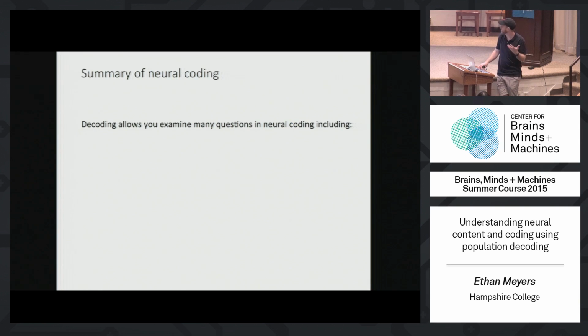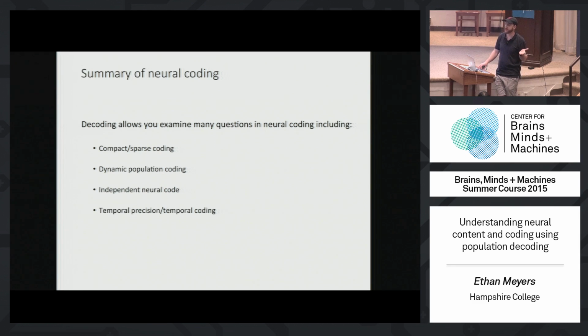Okay. So, summary of the neural coding. Decoding allows you to examine many questions, such as, is there a compact code? So is there just a few neurons that have all the information? Is there a dynamic code? So is the pattern of activity that's coding information changing in time? Are neurons independent, or is there more information coded in their joint activity? And what is the temporal precision? And this is, again, not all; there are many other questions you could ask.